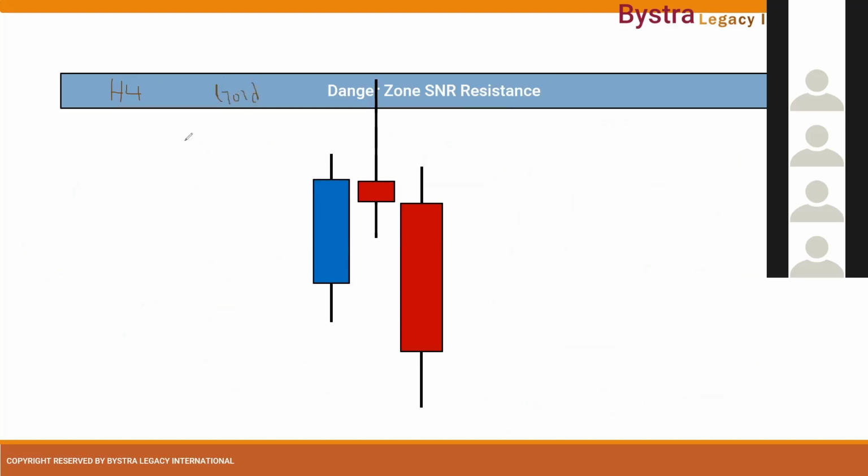First of all, like I said, once price comes into the danger zone SNR H4, it doesn't matter which broker, whether it's A broker, B broker, C broker, all have a different H4 candlestick. You must always wait for confirmation of rejection.